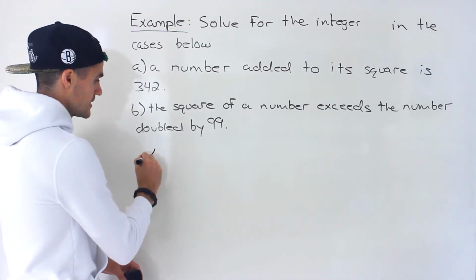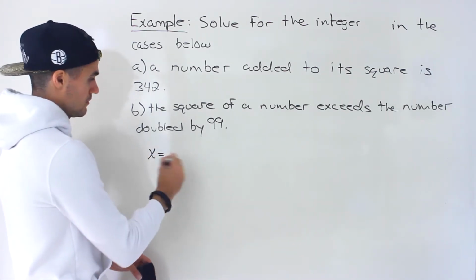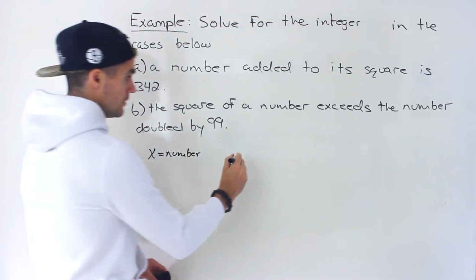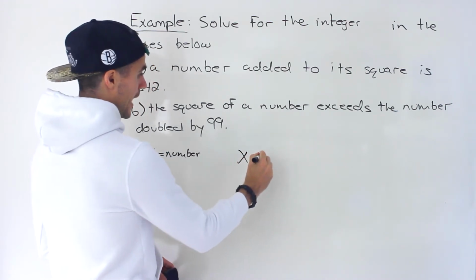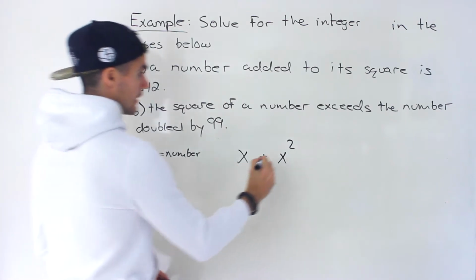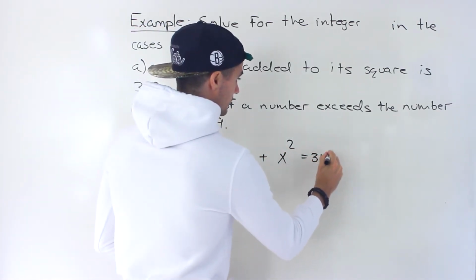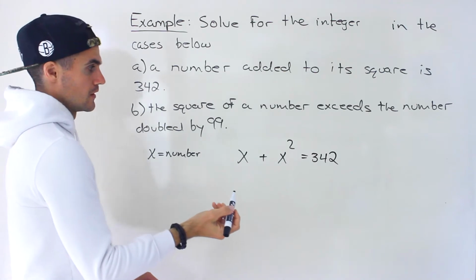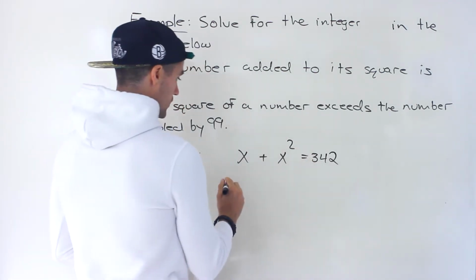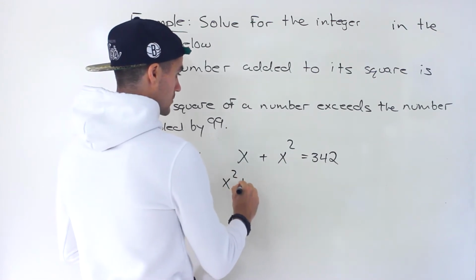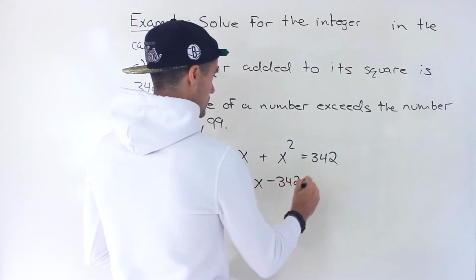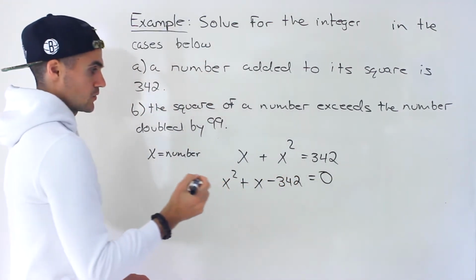If we let x equal the number that we are trying to find, let's make an equation. A number, x, added to its square is going to equal 342. Now we have an equation to solve. We can bring the 342 over, so we end up with x squared plus x minus 342, and that's going to equal 0.